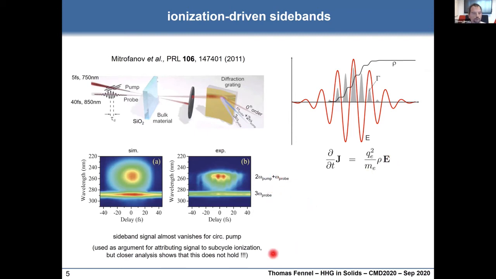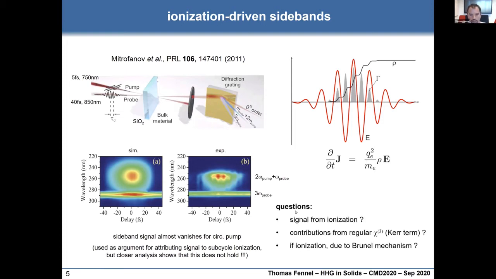So the problem is a little bit that it's not a smoking gun. The argument for ionization-driven sideband signal here was the following: the sideband signal almost vanishes if they switch to circular polarization. The logic is at first glance nice. For a circular polarization, you just have a smooth increase of the population and no more steps, and therefore the signal should vanish. But this argument does not hold. If you look closer into it, the signal would be even more intense for comparable field strengths, but I can discuss that later in the questions if you are interested.